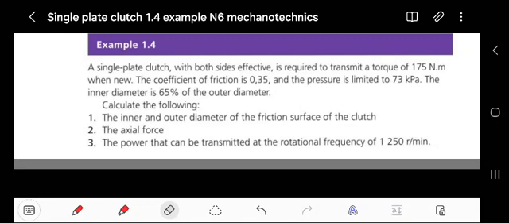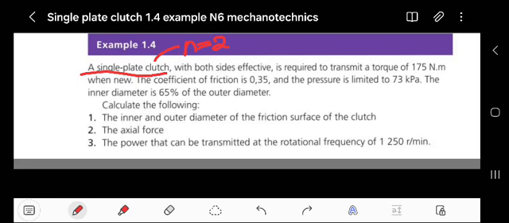A single clutch, I give an example, point one. A single clutch with both sides effective is required to transmit a torque. We're still under single clutch. As I've told you guys, the number of contact surfaces will always be 2. Always. As a diesel mechanic, I know that.